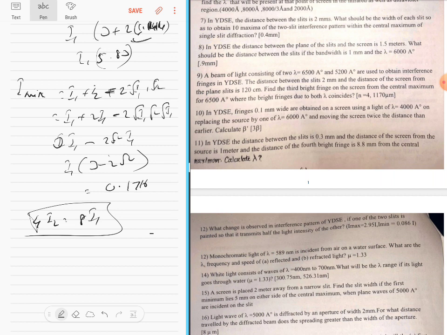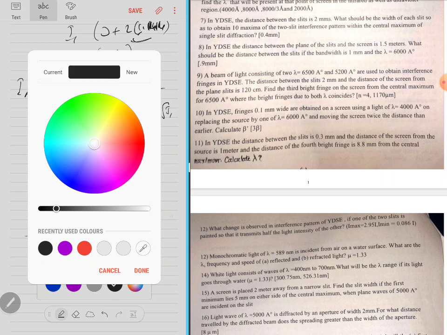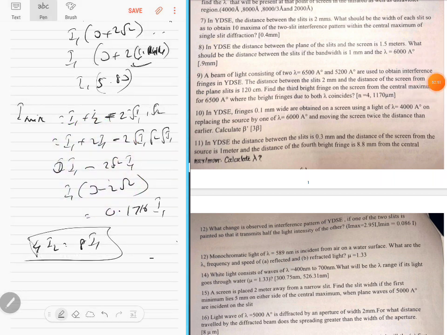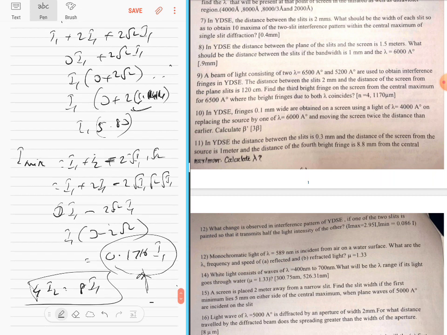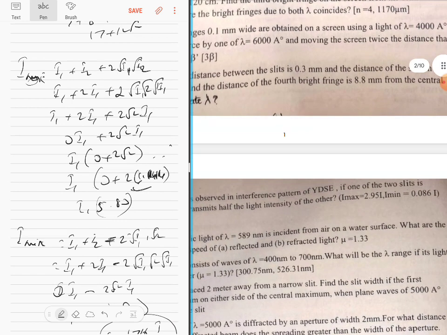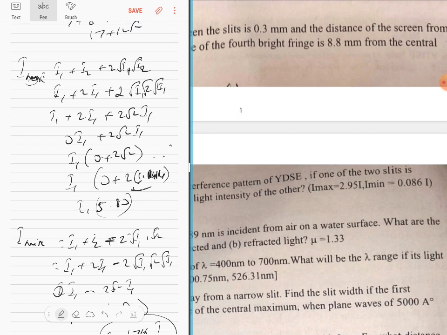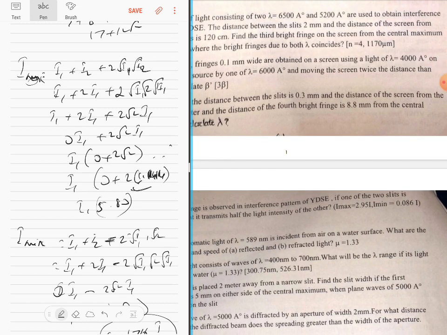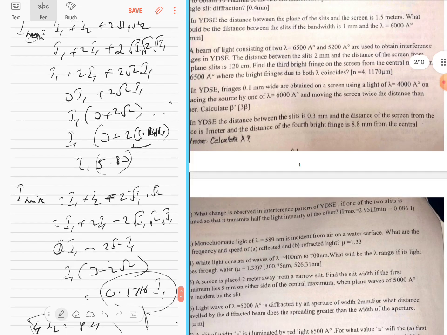I think what they are trying to say is the dark fringe is still left with some intensity. The dark fringe would still be slightly brighter. But the bright fringe appearing darker, I really don't know this. Okay, I hope I've answered this question, but I'm not getting the exact answer mentioned here. The way I'm assuming the sum is I1 is equal to I2 by 2. On assuming like that, this is the answer that I'm getting.